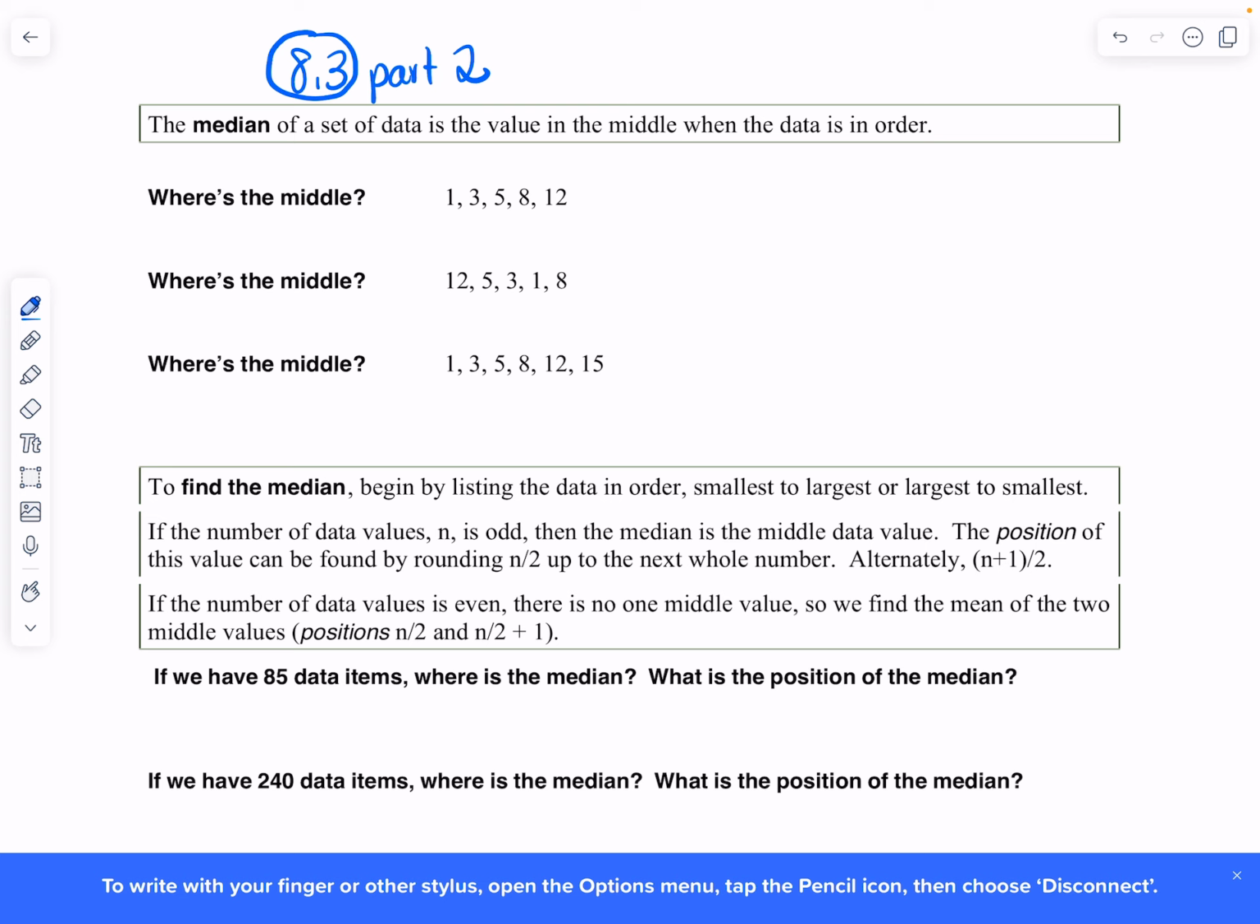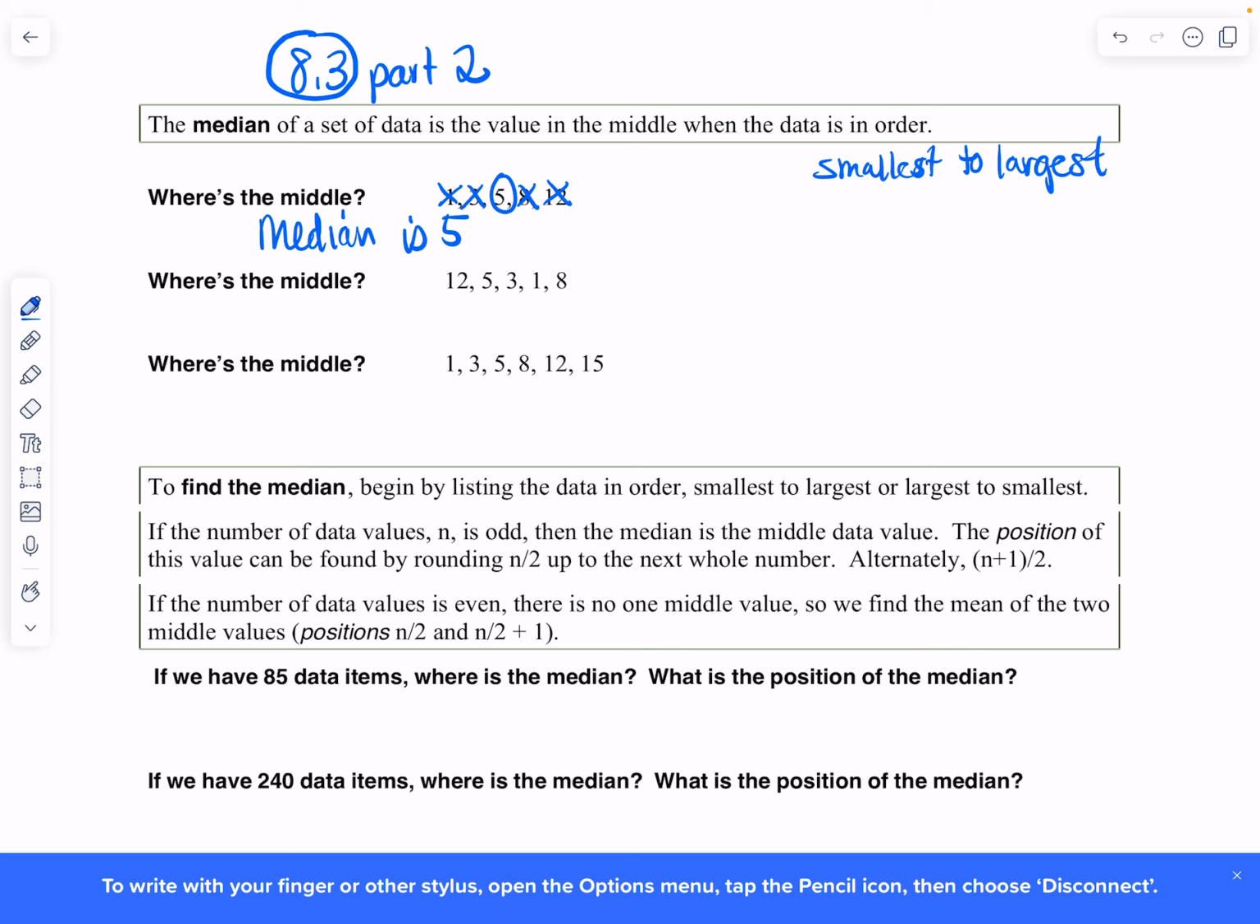Now, you can arrange your data from largest to smallest or smallest to largest. I typically do smallest to largest, so that's how I do things. But the data has to be in order before you find the middlemost score. So if we look at this first one, where's the middle? Because the data set is small, I can just start crossing out the endpoints until I work my way into the middle. So the median of this particular data is 5.